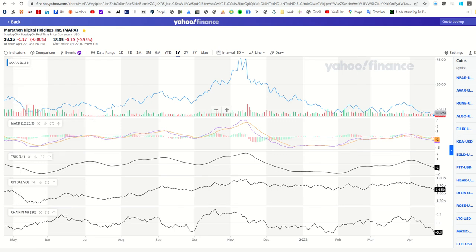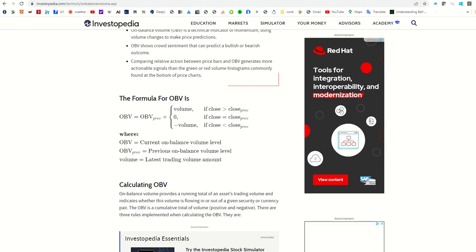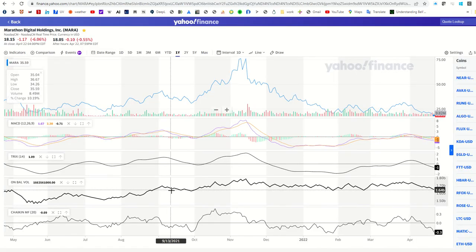On balance volume. The definition of on balance volume is very interesting because it is based on a formula like this. I got it from Investopedia. So the current value of on balance volume is the previous one plus the volume if the close is larger than the previous close, or minus the volume if the close is less than the previous close. So in a way, it is taking the volume into account, and that's very interesting because not all technical indicators take the volume into account.